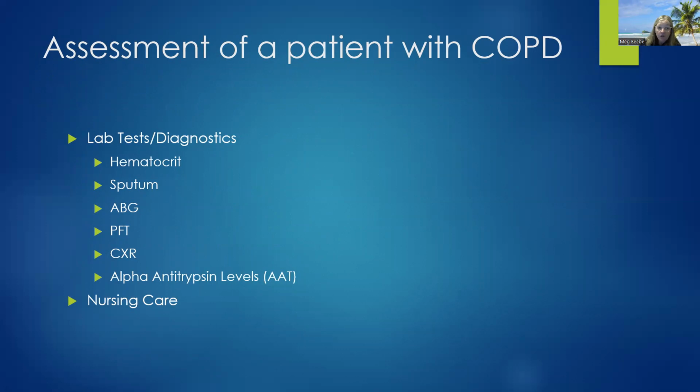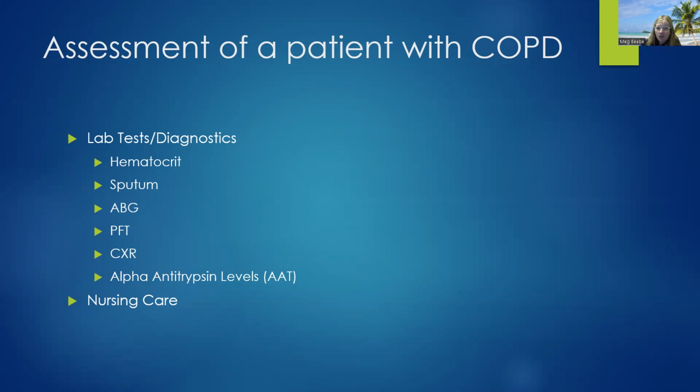Labs that we're going to be wanting to do are hematocrit, sputum, ABGs, PFT, chest x-ray, and alpha antitrypsin levels. So we will see an increased hematocrit level due to low oxygenation status in patients who have COPD. Sputum cultures and white blood cells should be monitored to give us an idea if the patient has a respiratory infection. ABGs are going to show us different things. We're looking for hypoxia, which is a low PaO2 of less than 80, or hypercarbia, which is an increased PaCO2 level greater than 45.